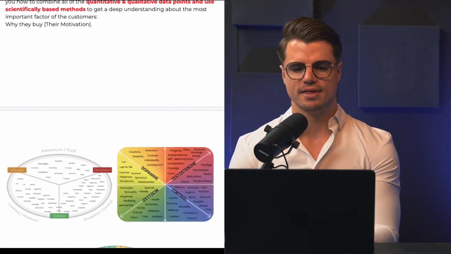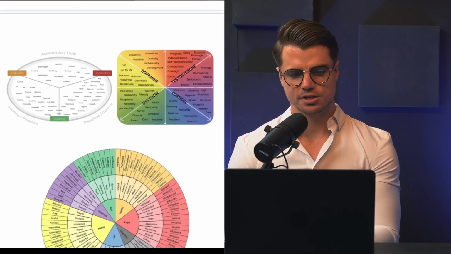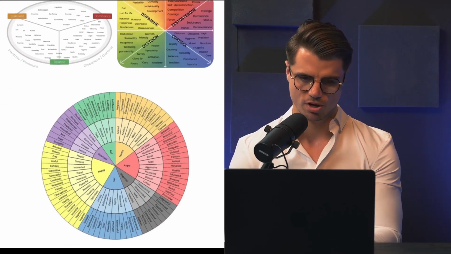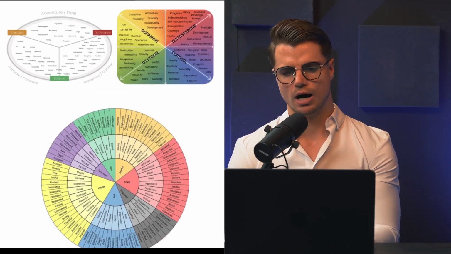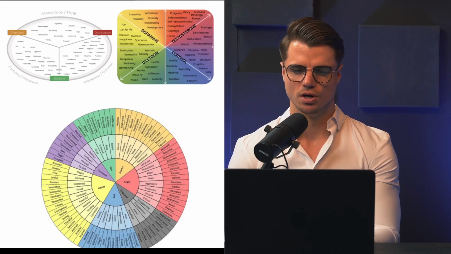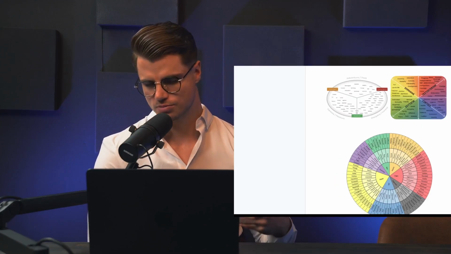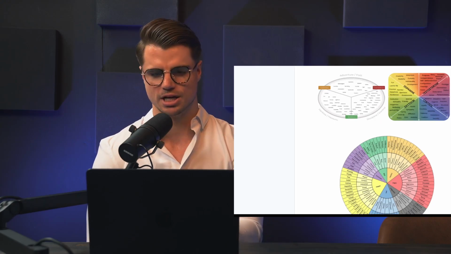So basically why they buy, their motivations. You guys can go and check this stuff out. This is what I call the wheel of emotions, in terms of how dopamine, testosterone, oxytocin, and all these different things have an effect with the coloring schemes of different things also. That's one application of it.